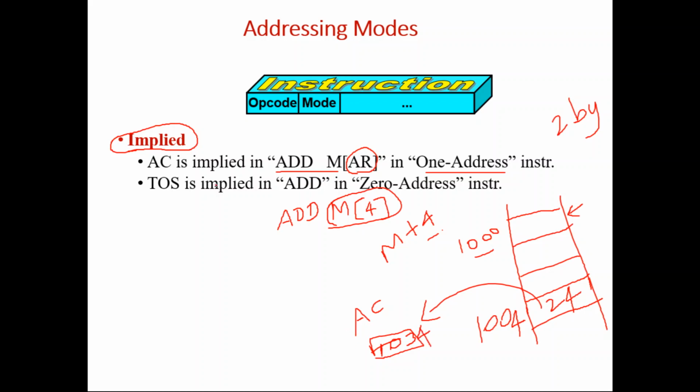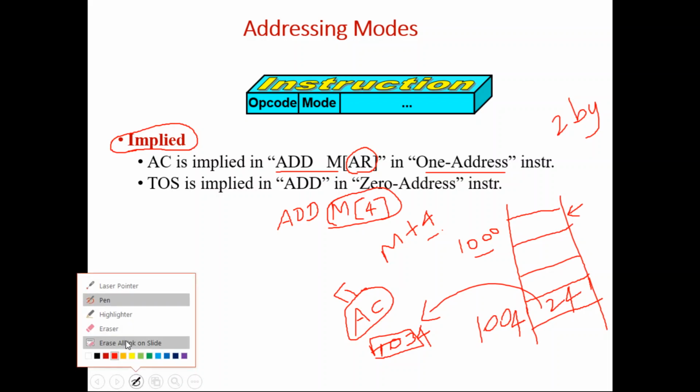So why we are calling this implied addressing? Because here accumulator is implied. In the instruction, are we specifying directly the name of accumulator anywhere? No. So this is called implied addressing mode. The name accumulator is implied, it is understood, right? Okay. Similarly, there is another example.